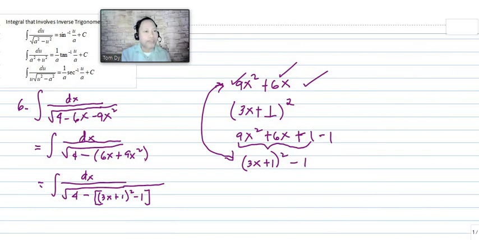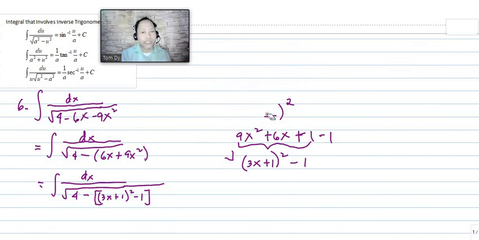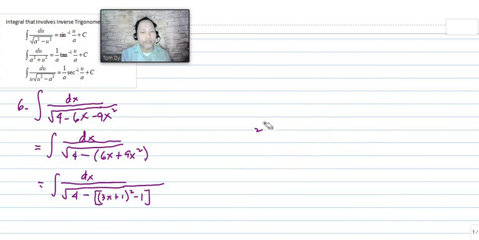Okay, so I will delete this one so that I have an extra space. Now, next, we have the integral of dx over.